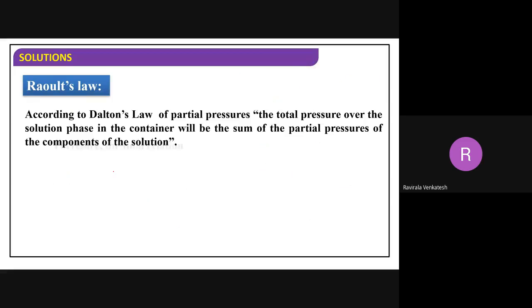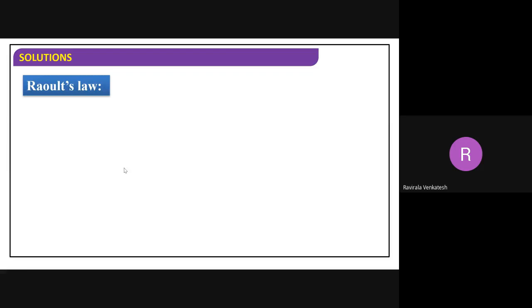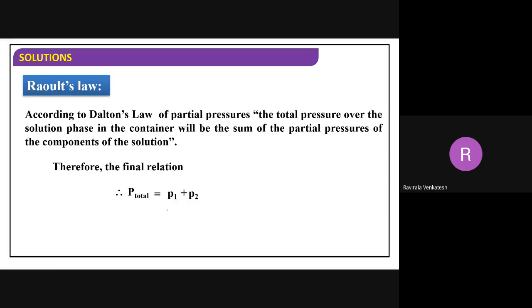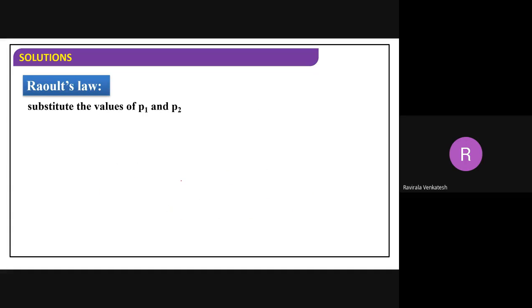So according to the formula, P total is equal to what? Dalton's law, we already know this one. P1 plus P2, where P1 is equal to, you already know this, P1 naught into mole fraction of 1, plus P2 naught into mole fraction of 2. So this formula is very, very important, beta, to do the problems. All of you remember this formula.